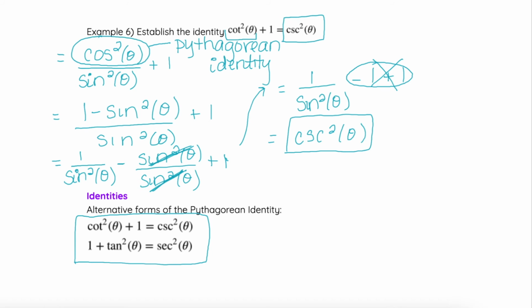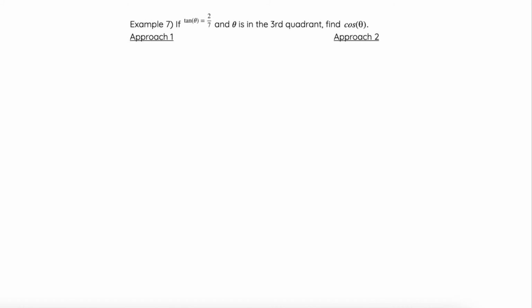All right, a couple more examples, and we are near the end. Tangent is equal to 2/7, and theta is in the third quadrant. Let's find cosine. I'm going to show you 2 different ways we can reach that. I'm going to start us off with a visual model first, which I think you'll like.